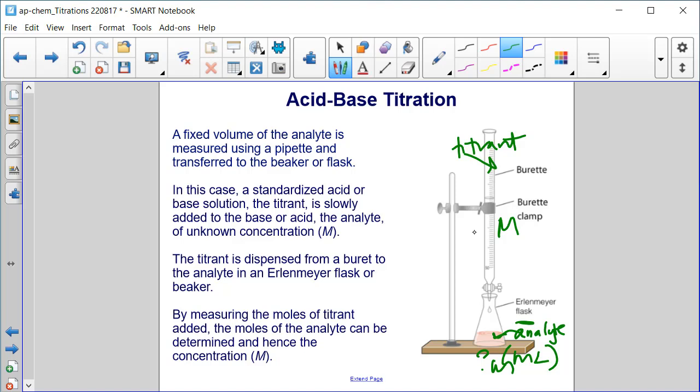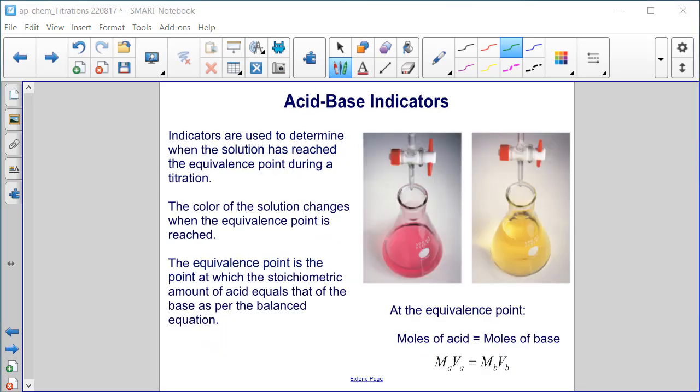The titrant is dispensed from a burette to the analyte in an Erlenmeyer flask or beaker. By measuring the moles of titrant added, the moles of the analyte can be determined, and therefore the concentration. Indicators are used to determine when a solution has reached the equivalence point or end point during a titration. The color of the solution changes when the equivalence point is reached.